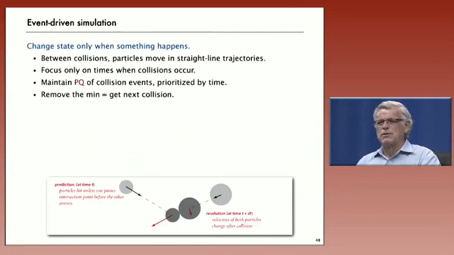Instead, what we want to do is called an event-driven simulation. And this is a very general concept that's useful in all kinds of contexts. And we're only going to change things when something happens. So since the only thing that matters is collisions, we're going to figure that particles move in a straight line between collisions. And what we're going to do is focus only on the times when the collisions are going to occur. And so the way we're going to do that is to maintain a priority queue. And that priority queue is going to have all the possible collisions that could happen in the future, and they're going to be prioritized by time.